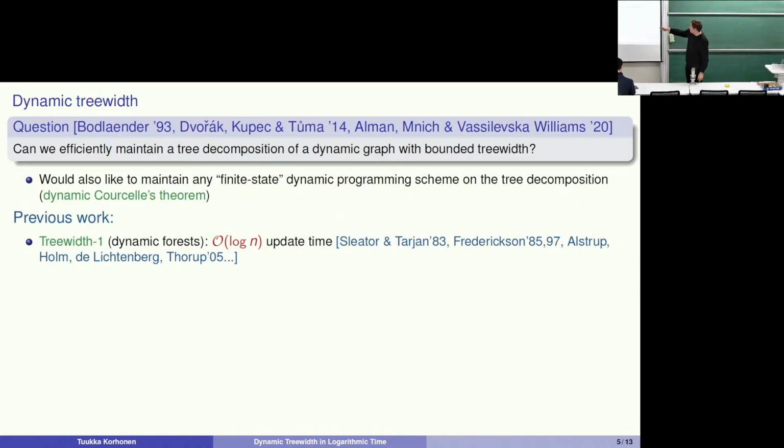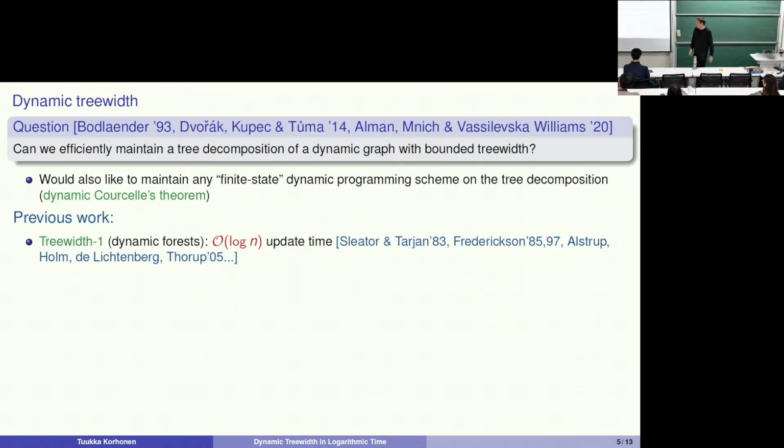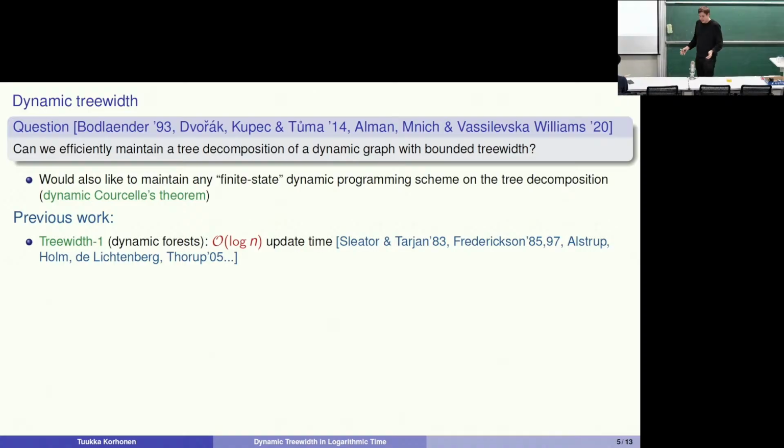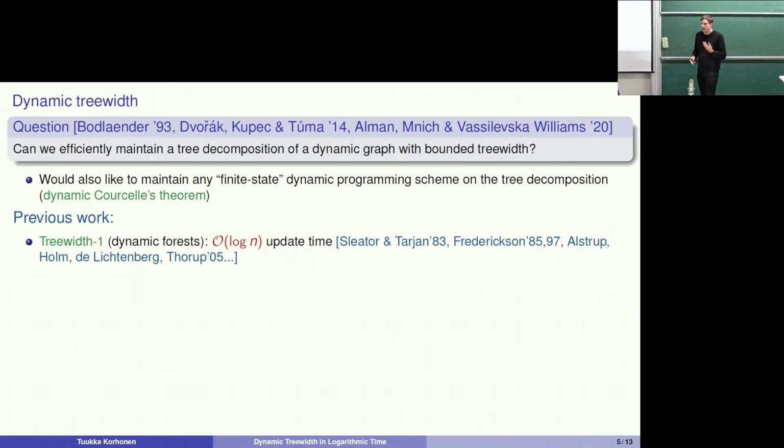It's not clear if you can augment these older data structures to maintain dynamic programming for MSO properties, but these top trees of Alstrup and others are actually maintaining a tree decomposition of width two of a dynamic forest, and can directly be used for maintaining dynamic programming schemes on it. Or even more accurately, if you know branchwidth, then it's maintaining exactly a branch decomposition of width two.